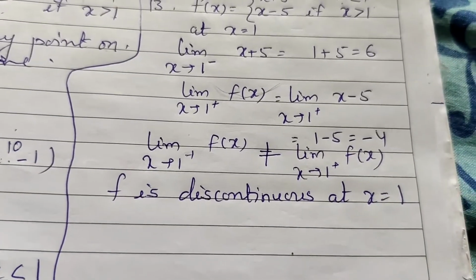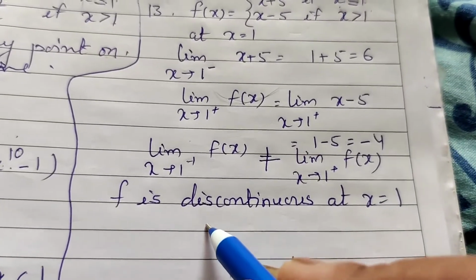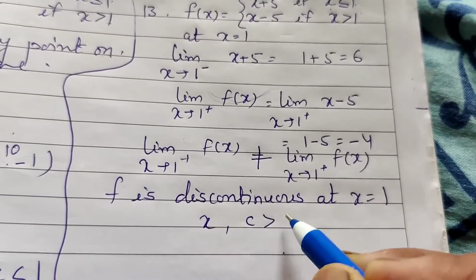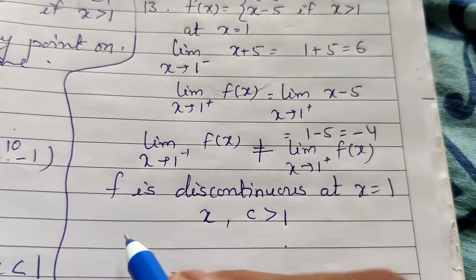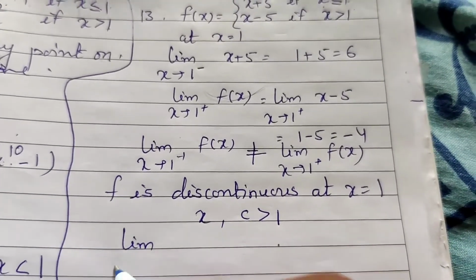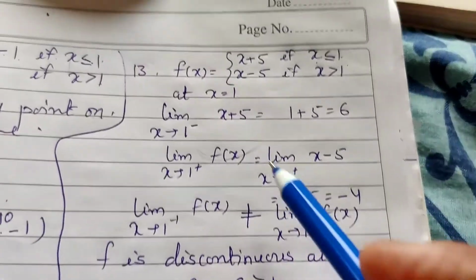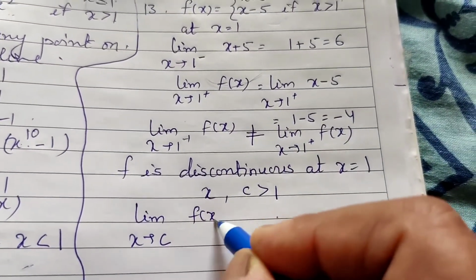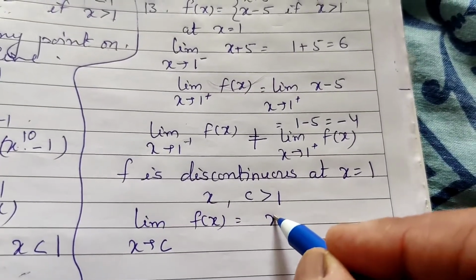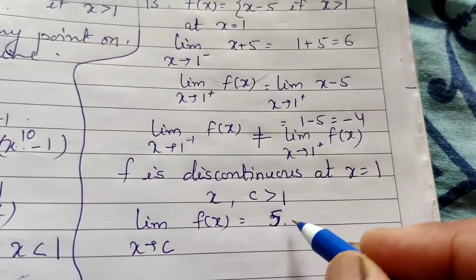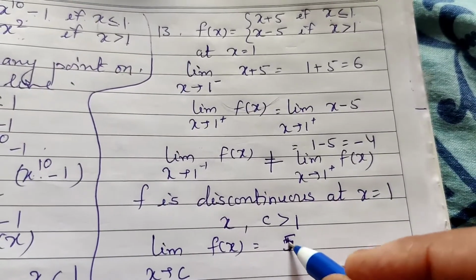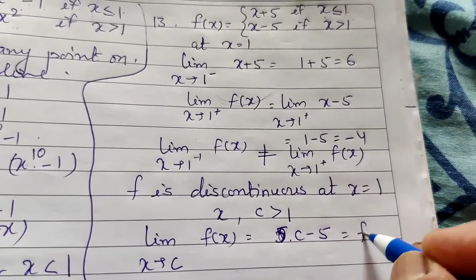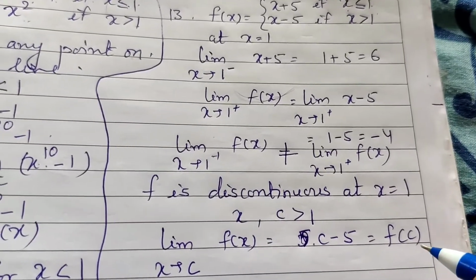Now, for the points where x is greater than 1. Suppose c is a point greater than 1. So now the limit as x tends to c, for x greater than 1 the function is x minus 5. The limit is equal to c minus 5, and it is also the function value at c.